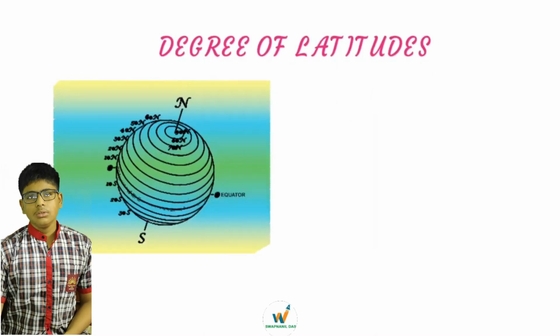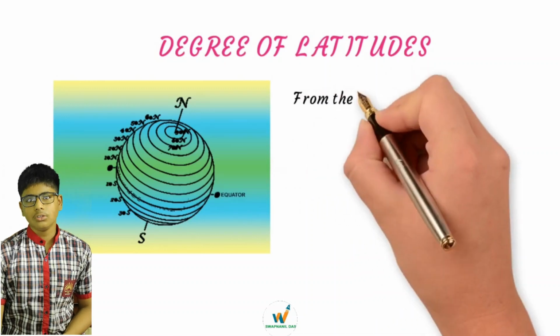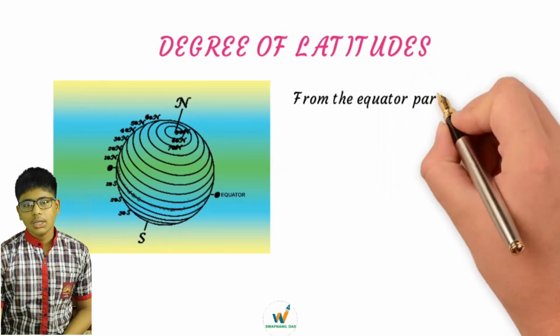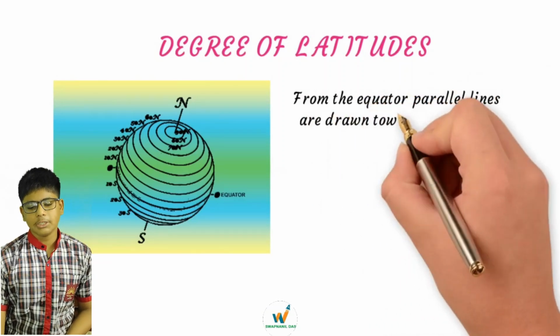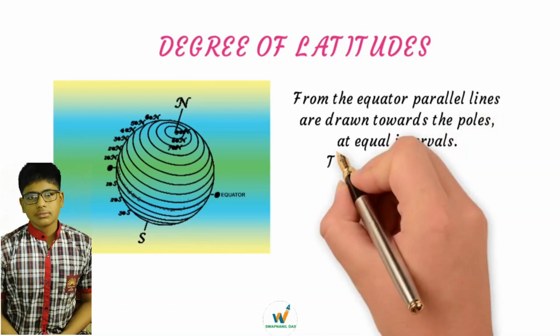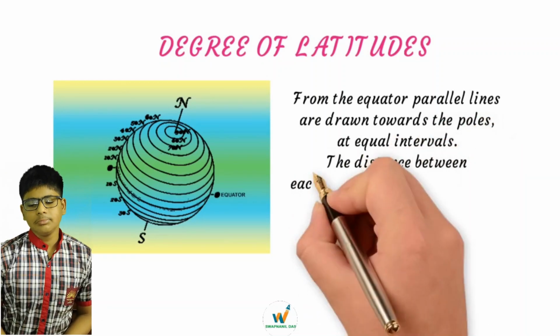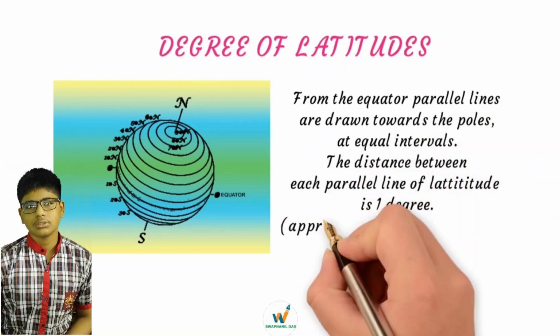Now coming to degrees of latitude. Let's have a look. From the equator, parallel lines are drawn towards the poles at equal intervals. The distance between each parallel line of latitude is 1 degree. Approximately 1 degree equals 111 kilometers.